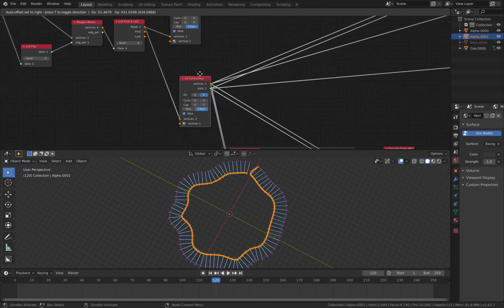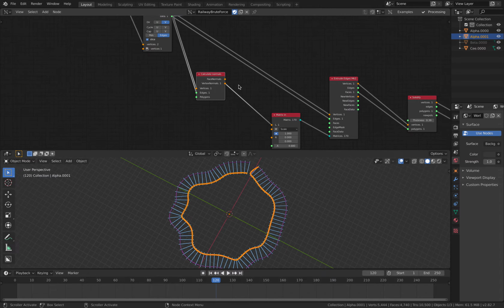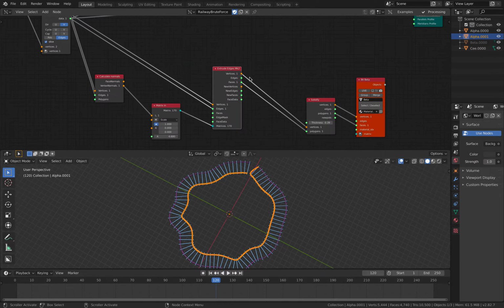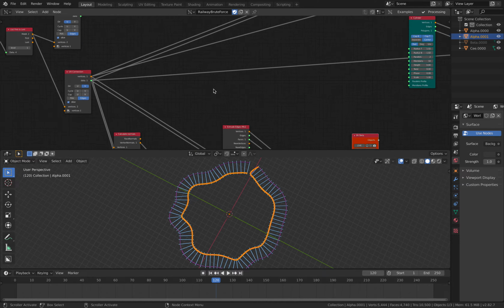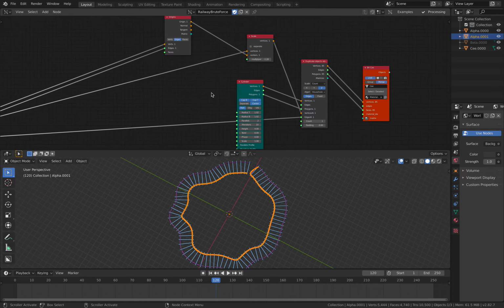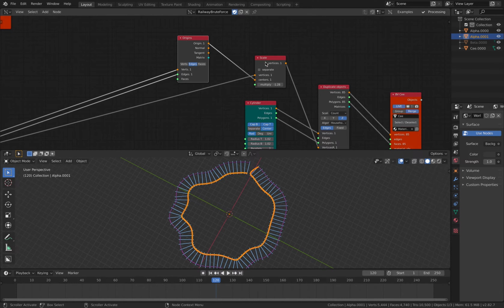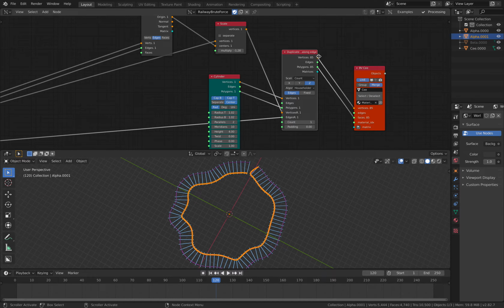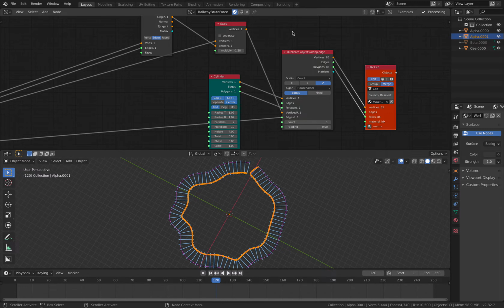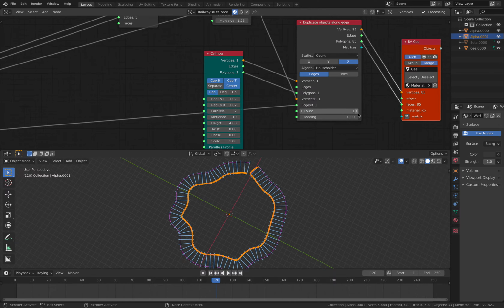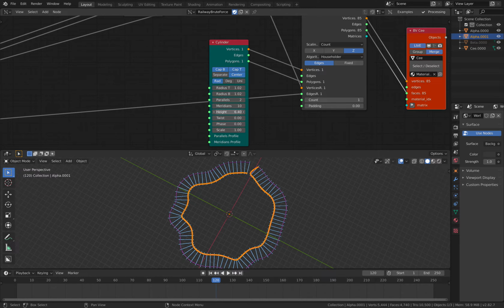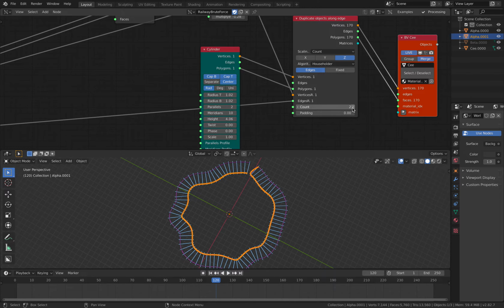The other one, UV connections, goes into calculate normal. Oh, this one, actually I got rid of that one, so don't worry about that. The other UV connections connects with a cylinder and duplicate objects along edge. So this node is also super important in generating this. I believe I have control for the padding, things like that.